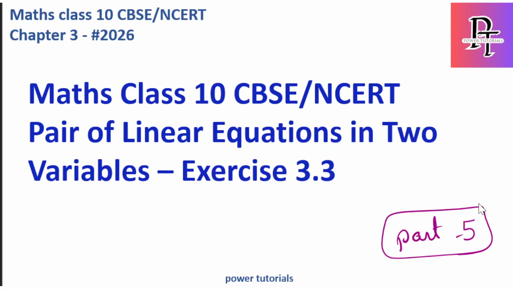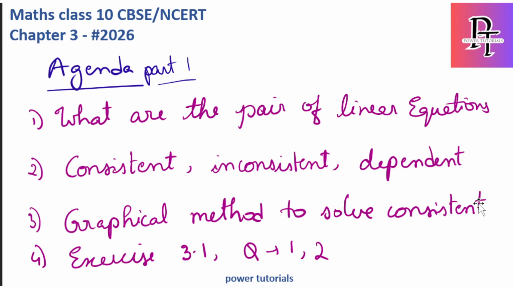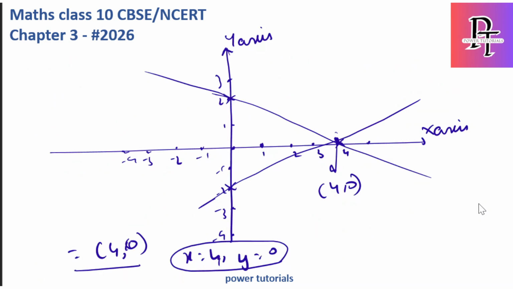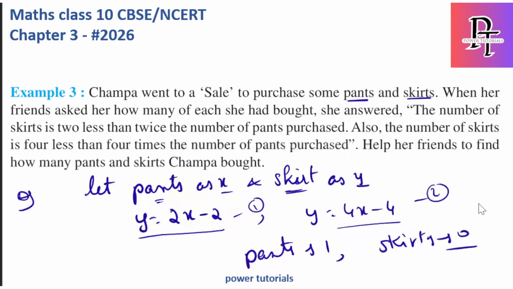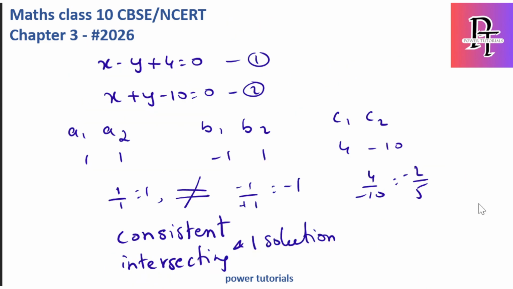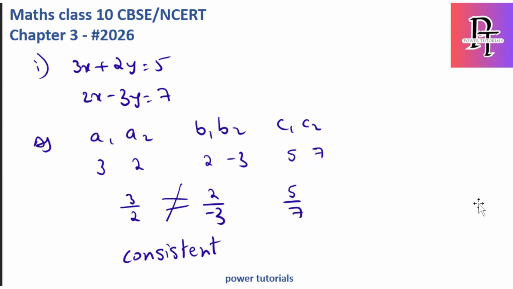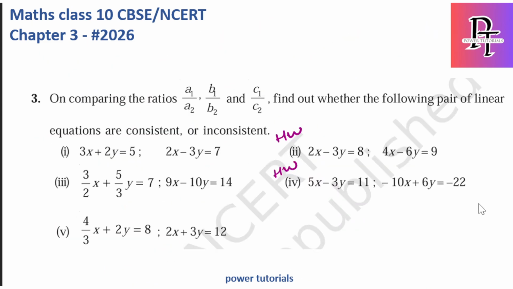So today we're going to cover part 5 of Maths Class 10 CBSE, that is the NCERT textbook, and the chapter is chapter 3, which is pair of linear equations in two variables. In the previous four parts, I have covered what linear equations are, what the graphical method is, and also exercise 3.1, all the questions, and a few I have kept as homework. I will cover those after completing all the questions of this chapter, in a homework session. I will try to keep it as a live session, where we will cover all the homework questions.